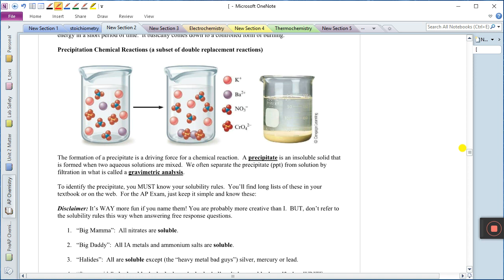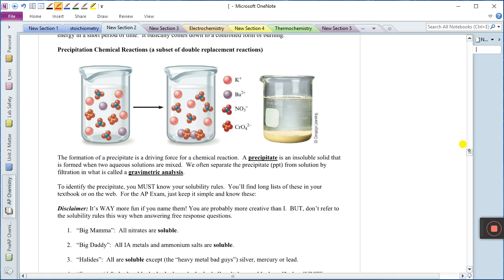The biggest thing on your particulate drawings, make sure things that are soluble are up in your solution. Make sure things that are supposed to precipitate are down at the bottom. Make sure you count, because sometimes they have you do stoichiometry with particulate drawings, and if you count, it's really easy. If you're just like, oh, there's a particulate drawing, this is just qualitative. No, sometimes it's quantitative. Count your stuff and do your really basic math.